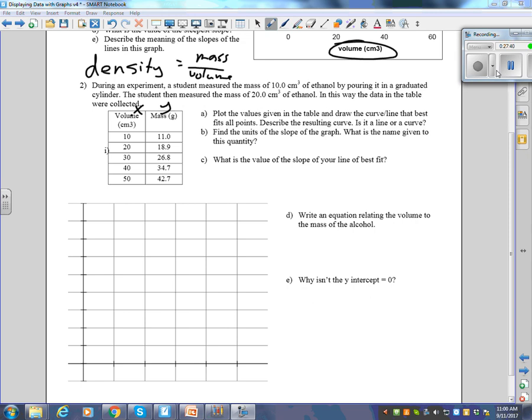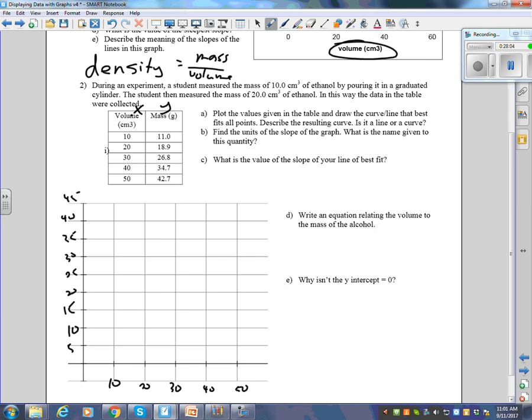So when you plot them, I believe these just go up by 10, right? So we got 10, 20, 30, 40, and 50, right? Okay, and then up the side here, we're going to go up by, does it go up by 5? Yeah, I think so, right? 5, 10, 15. It's always good to make your graph as big as possible.